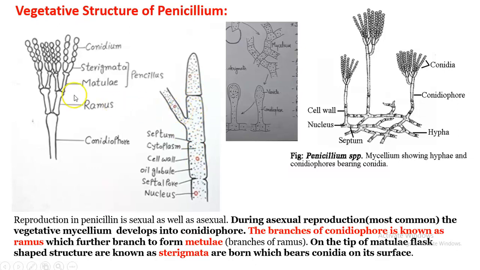Okay. Now what will happen to the thallus structure during the time of asexual reproduction? That we will see in the part of asexual reproduction. This kind of a structure will be formed. I will show you in that part. Then remaining thing is there. You can pause the video and take the note.